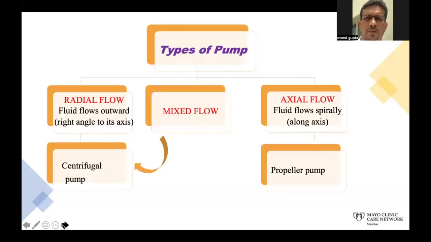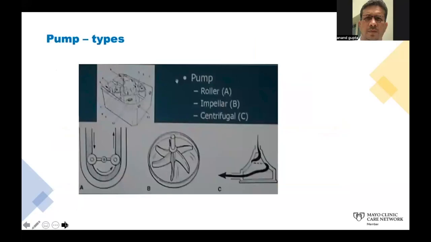In radial flow, the fluid flows toward the outward side, at a right angle to the axis. It's called a centrifugal pump. Mixed flow is also like a centrifugal pump. And in axial flow, the fluid flows spirally along the axis, which is the propeller pump. As you can see, there are all three diagrams. The A type is a roller pump, which is basically an occlusive pump, B is the impeller pump, a kind of fan-like thing, and C is a centrifugal pump.